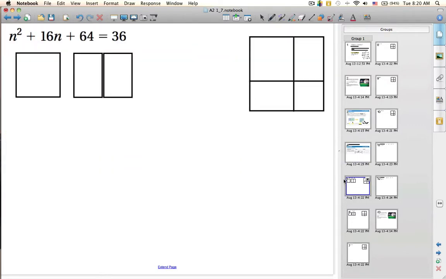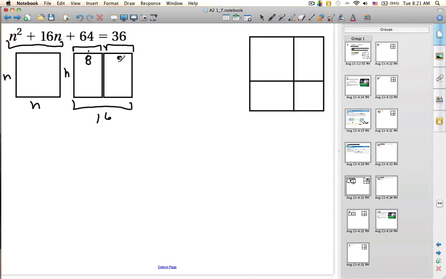When we look at a problem like this, remember I have n squared plus 16n. If I start laying that out, this would be n times n, and this item here would be n times 16. Now if I split this in half, that means this distance and this distance are both 8.